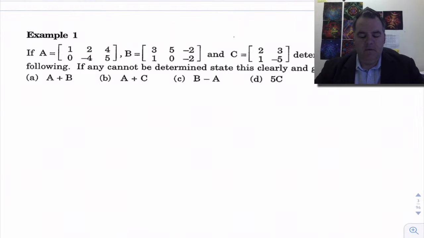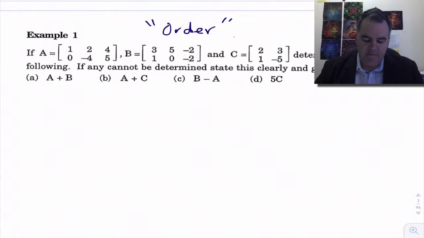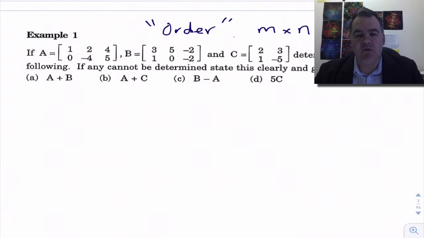So first thing we need to know is here we've got some arrays of numbers, and we've got three matrices. First thing we need to define is the order of a matrix. The order of a matrix, or sometimes people say the dimensions of a matrix, is we'll say we've got an m by n matrix, and what that means is you've got so many rows and so many columns, and we always do it in that order: m rows and n columns.